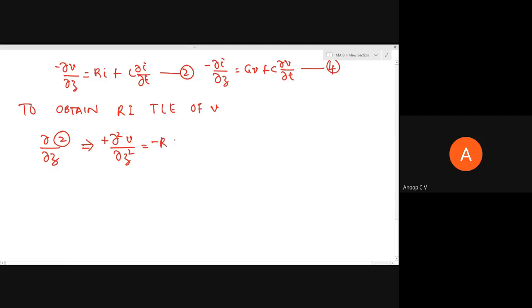minus r dou I by dou z, then minus L times dou by dou z of dou I by dou t. It will become dou square I by dou z dou t. So I can write it here: dou square I by dou z dou t. You don't have to panic by seeing the second order partial differential equation. It's very straightforward.